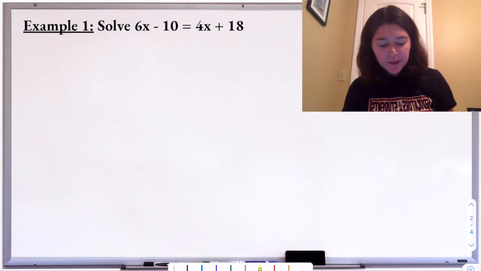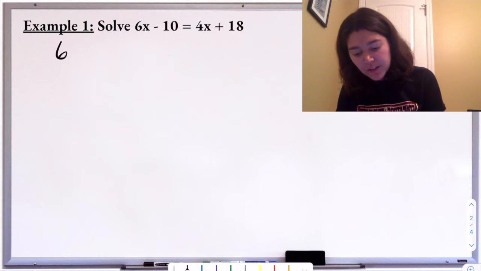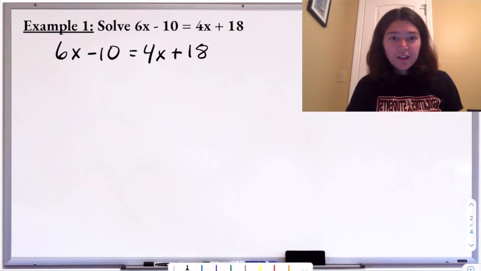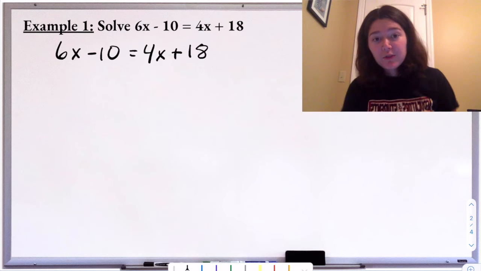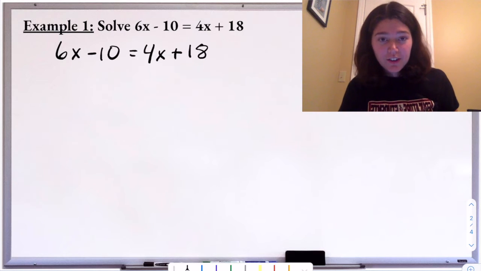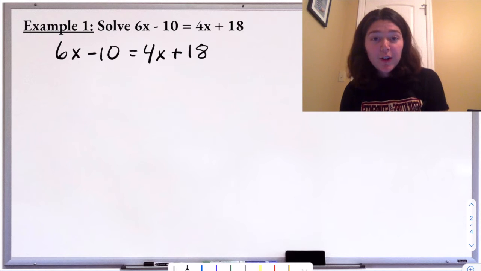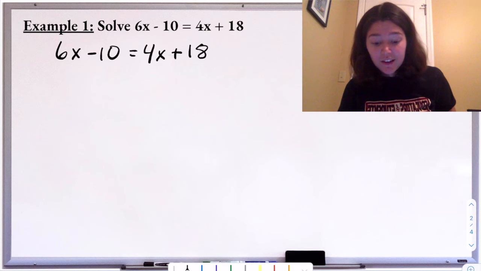Okay, we'll look at two examples today. Our first one is pretty straightforward. We have 6x minus 10 equals 4x plus 18. So when we try to solve this equation, we're looking for a value for x that's going to make this equation true, meaning the left side of the equation and the right side of the equation are equal to each other. Okay, so the key concept here is we want to get all the variable terms on one side of the equation and then all the constant terms on the other.